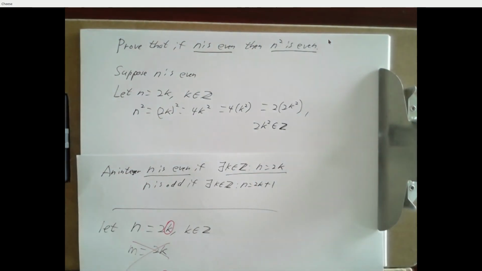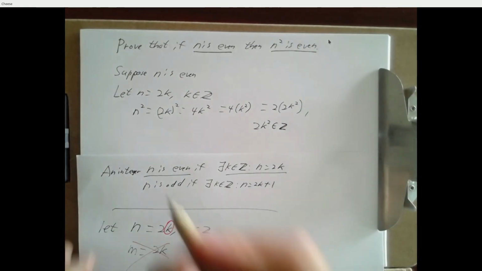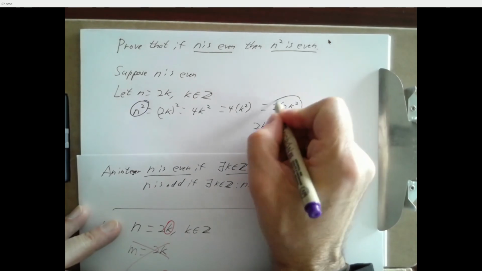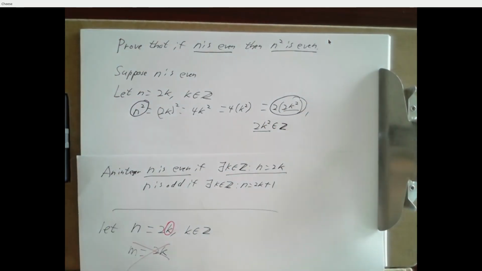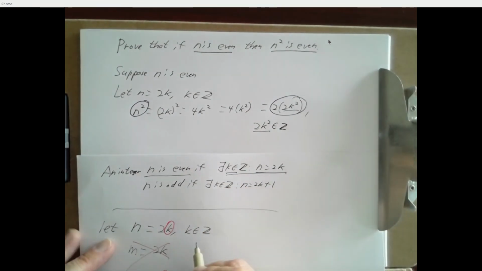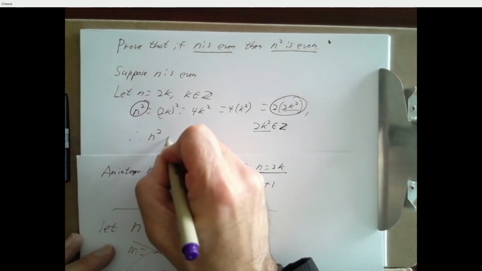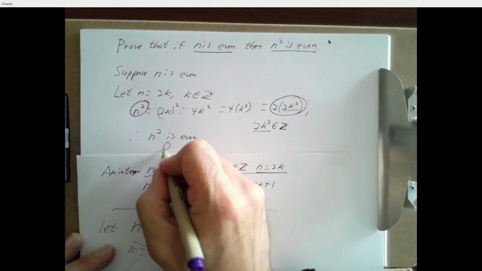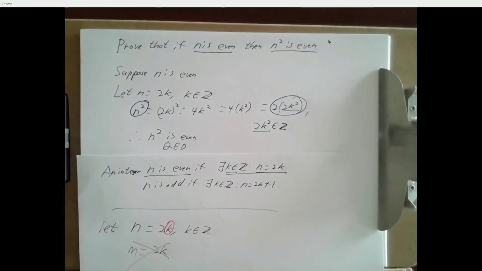How do we know that? Wave your hands and say properties of integers or something like that. We have to believe that if you take an integer, a whole number, and you square it, you still get a whole number, and if you double it, you still get a whole number. So my reason here would be algebra and properties of integers. But now we've shown something glorious. We've shown that n squared is 2 times something where that something is an integer. There exists an integer such that n squared is twice that integer, therefore n squared is even. And that's the end of your proof.